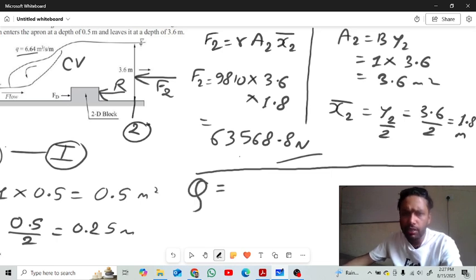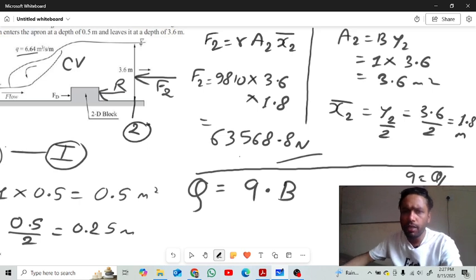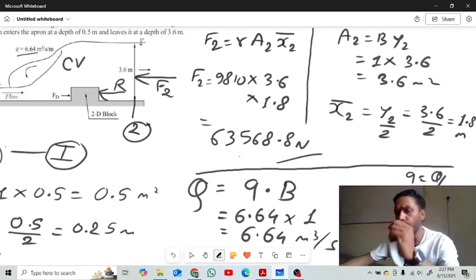That discharge is going to be small q into B, because you know that small q is equal to capital Q by B. So we have got small q as 6.64, and B is 1 meter. That is going to be 6.64 meter cube per second. So you have got the discharge too.